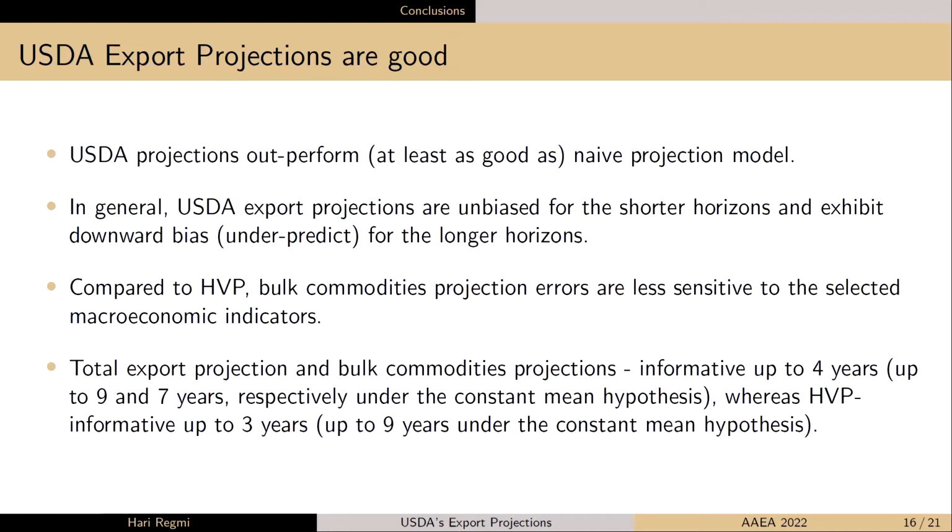Compared to the high value products, bulk commodity projection errors are less sensitive to selected macroeconomic indicators. Total export projections and bulk commodity projections are informative up to 4 years into the future, whereas high value products are informative up to 3 years, and the result varies on the constant mean hypothesis, which is relatively less restrictive than the no information hypothesis. Overall, we can say that USDA export projections are good. They have informational value.